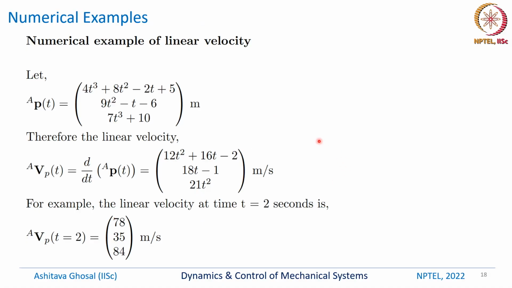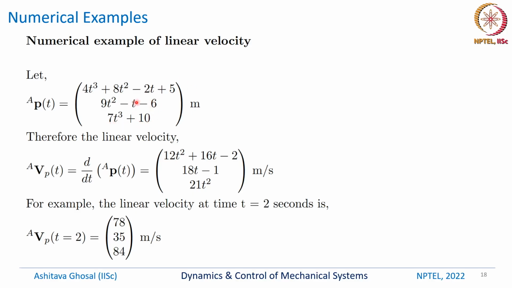So let's continue and look at some numerical examples, and these numbers are chosen arbitrarily just to show that we can calculate numerically the linear velocity, the angular velocity and also various other quantities. So if the position vector in the A coordinate system as a function of time is chosen arbitrarily as 4t cube plus 8t square minus 2t plus 5, this is the x component. Y component is 9t square minus t minus 6. The z component is 7t cube plus 10.